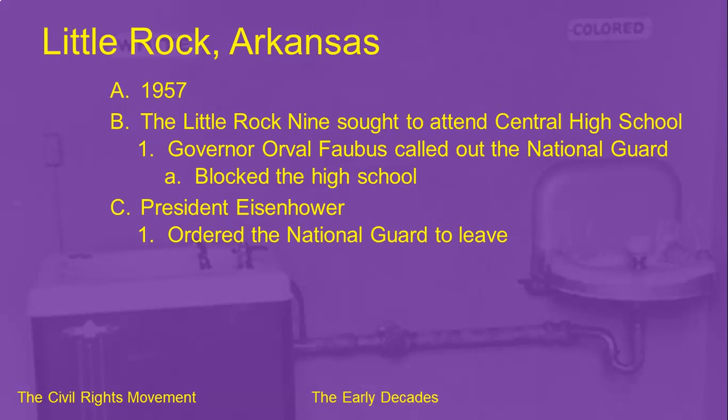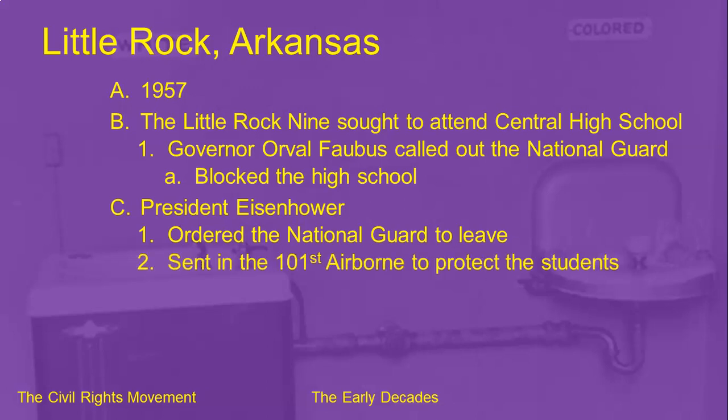As president, he also has authority over the National Guard, and so he ordered the National Guard to leave, and then he sent in the 101st Airborne. The 101st Airborne is a division in the United States Army; they are paratroopers. They have special training. Not only are they paratroopers, they have more physical training, generally thought of as being more intimidating, and he sent in the 101st Airborne to protect the students, because the students would be allowed to go to school.